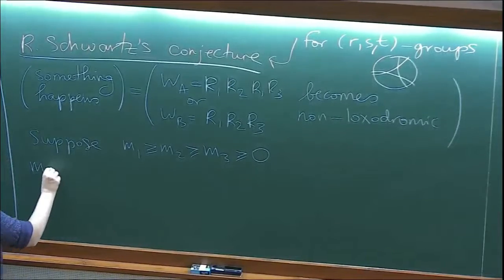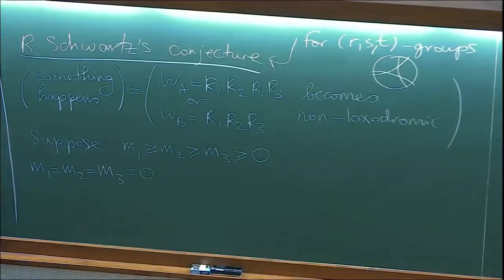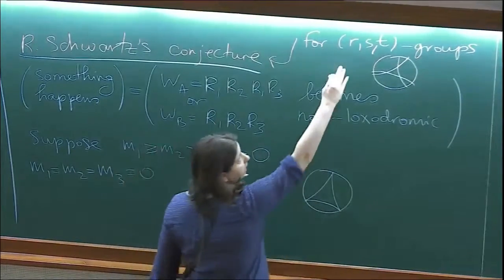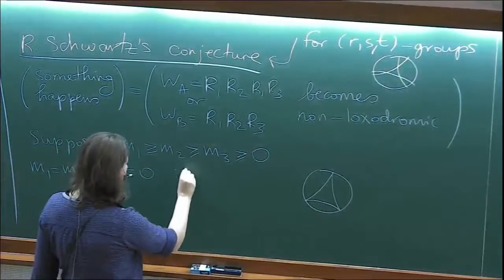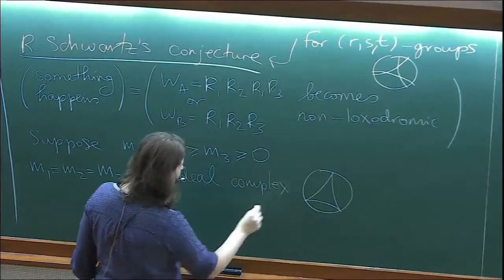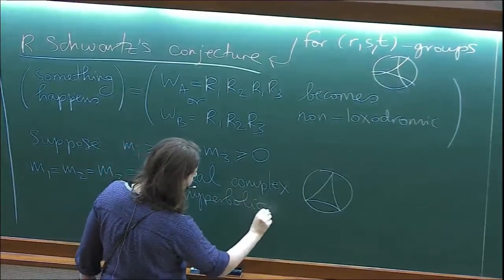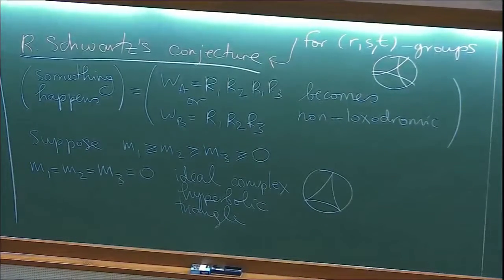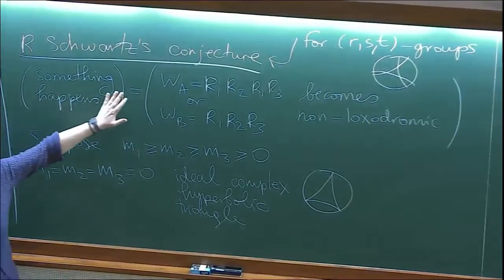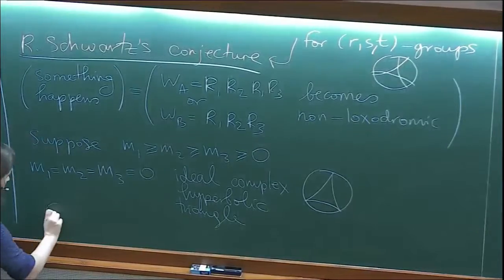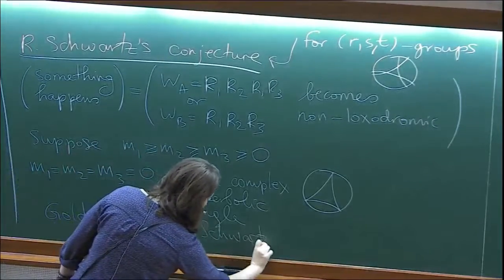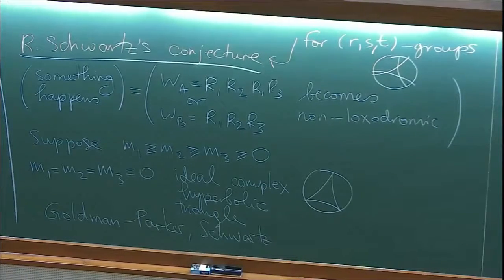So, in particular, if they're all zero, so each pair intersects on the boundary, that's the case sort of between the ultra-parallel ones and the ones that intersect inside. And that's the ideal complex hyperbolic triangle group in which this conjecture is completely confirmed by Goldman, Parker and Richard Schwartz.